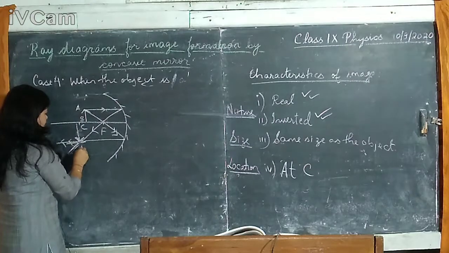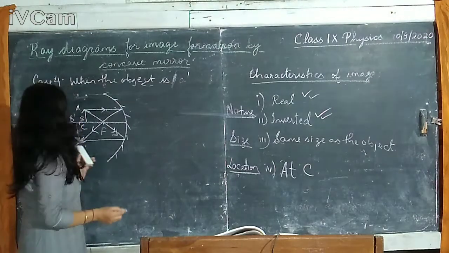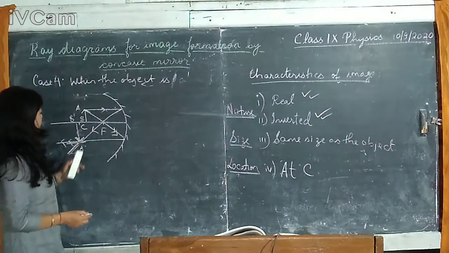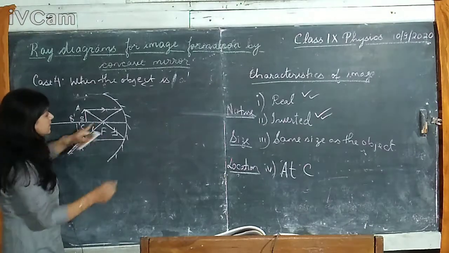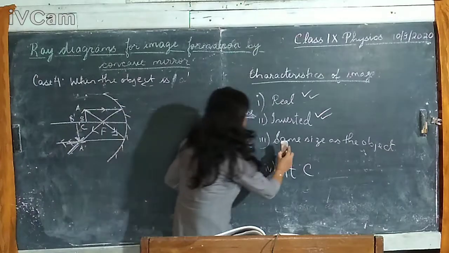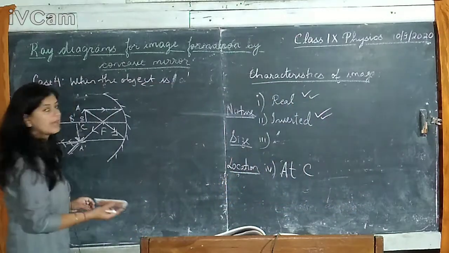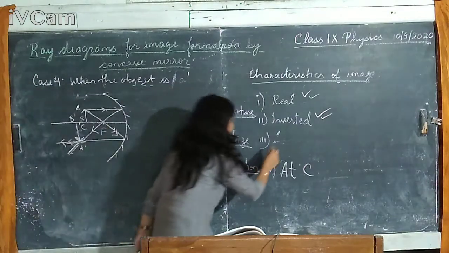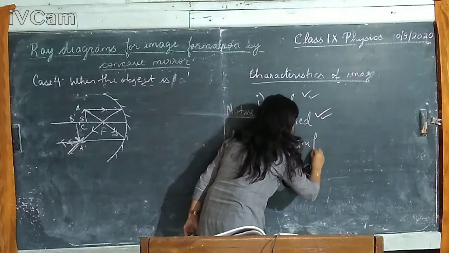Now this is A dash, B dash. Now here you can see that the object has been slightly shifted towards this side, that means beyond C, and the nature remains the same. It is real, the rays are actually meeting, it is inverted, and it is not the same size as the object. If you measure it using a scale, or if you just have a look at the image, it has been magnified now.